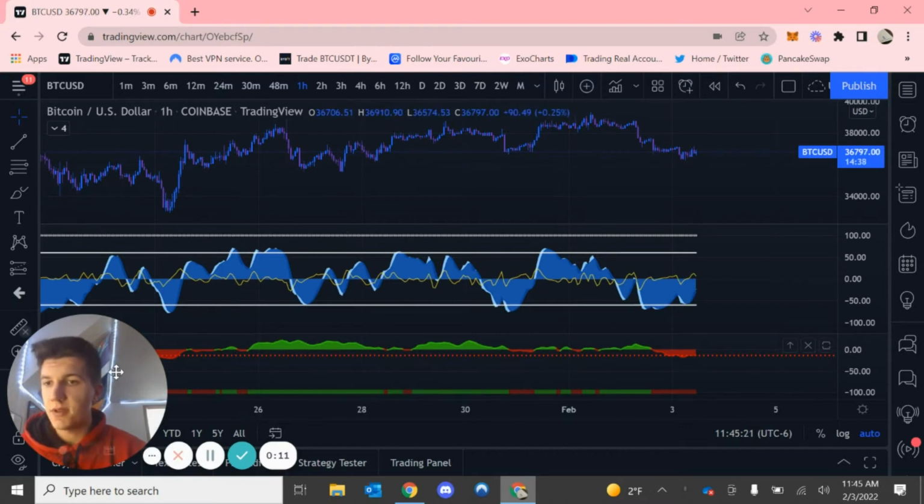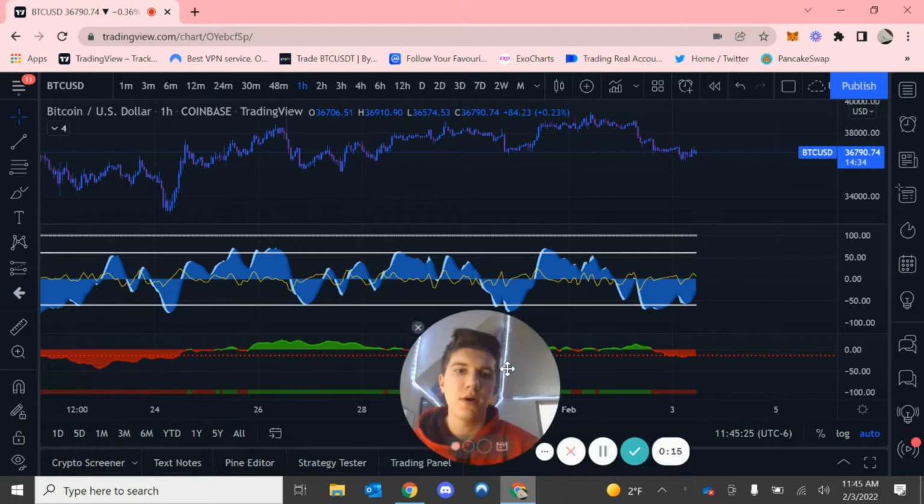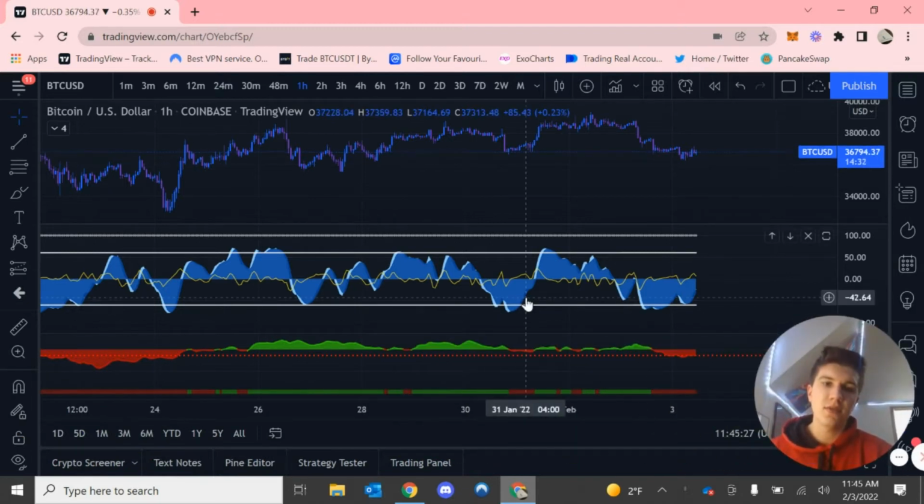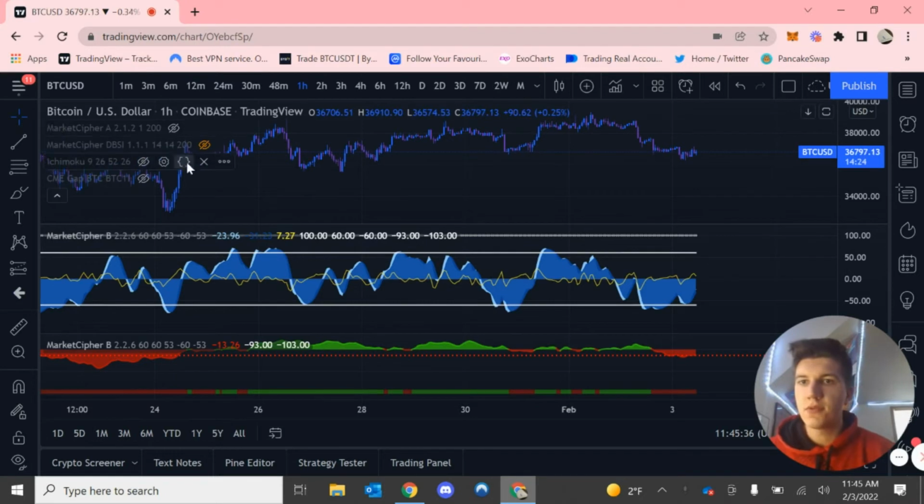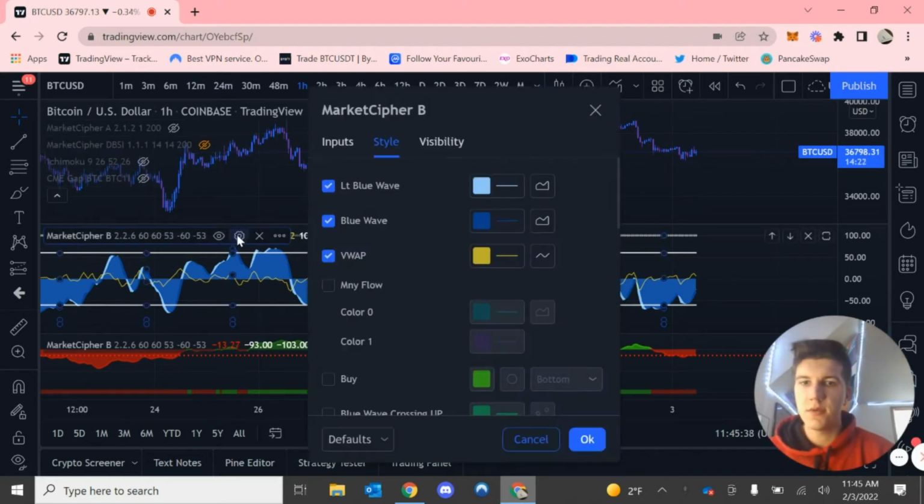Anyways, in this video, we're going to be talking about VWAP, and the VWAP is the third thing that I kind of look for when I am trading divergences using Market Cipher B. If we go to our settings on Market Cipher B, I'll turn it on and off. The VWAP is the yellow thing you see on my chart.